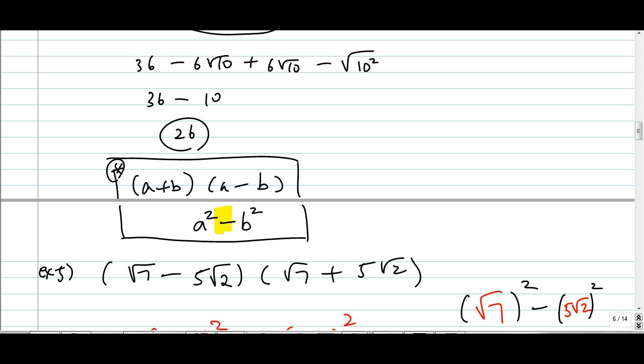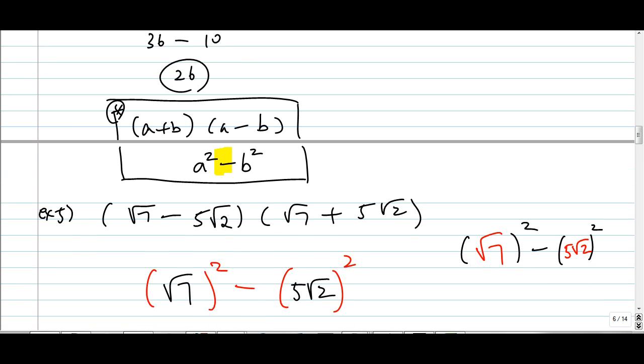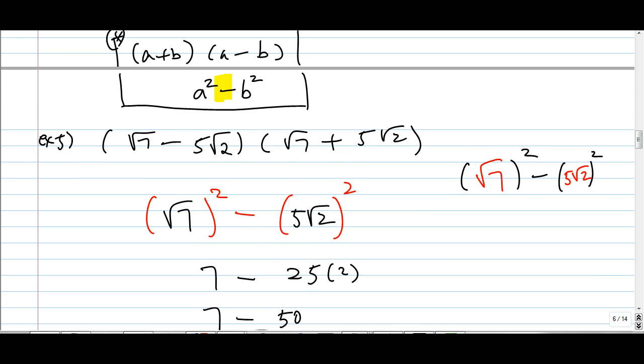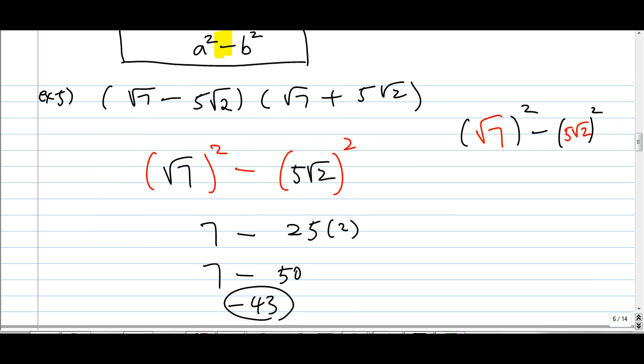You take the difference of the squares of the first and the last term. Yeah, what would the answer be? What is rad 7 squared? 7. What is 5 rad 2 squared? It's 5 rad 2 times 5 rad 2, which is 5 times 5 is 25. Rad 2 times rad 2 is? What's rad 2 times rad 2, guys? Rad 4, which is 2. So don't you just get 7 minus 25 times 2? There you go. So you get negative 43 as your answer.